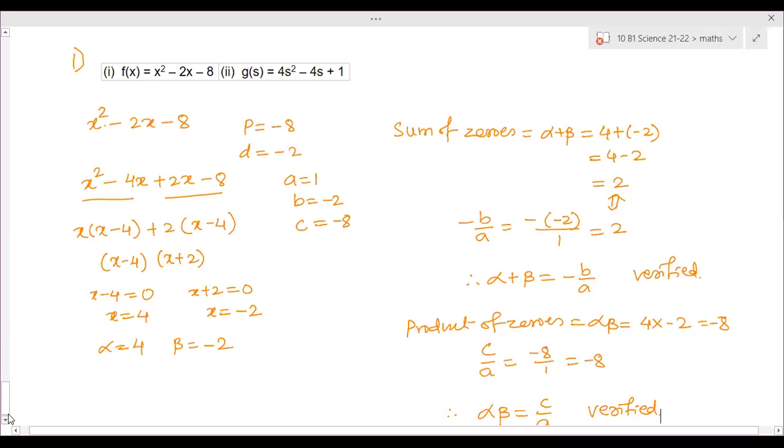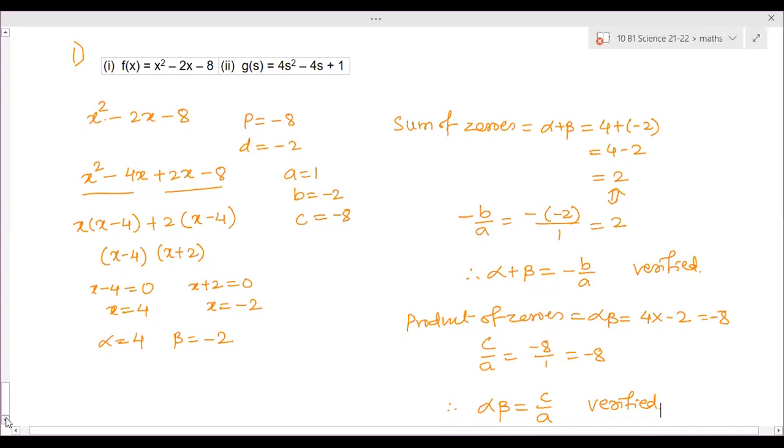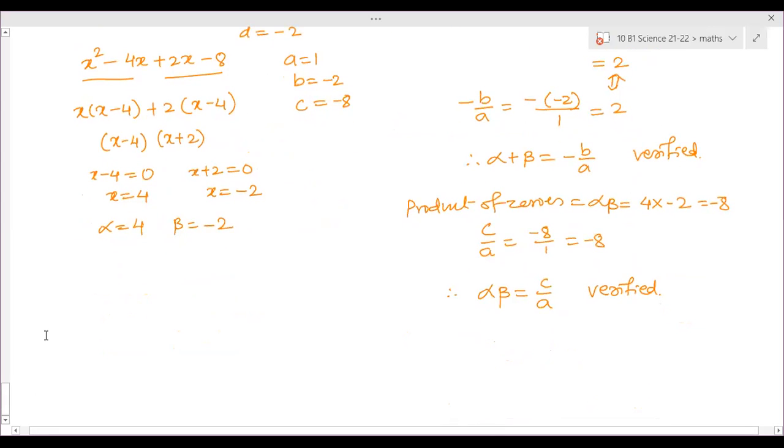Ma'am, if we draw this in a graph, it will touch the x-axis only one time, no ma'am? This one, 1 by 2. Yes, because both zeros are equal, it will touch at one place only.